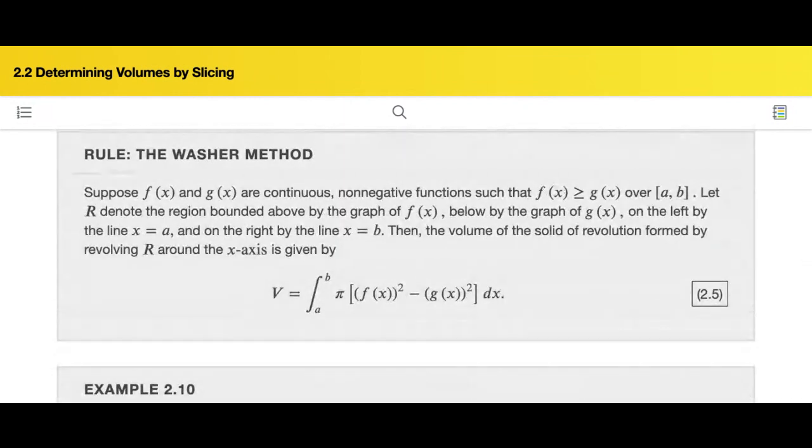So basically, f of x is the outside and g of x is the inside. We just have pi times the outside radius, f of x squared, minus the inside radius, g of x squared.